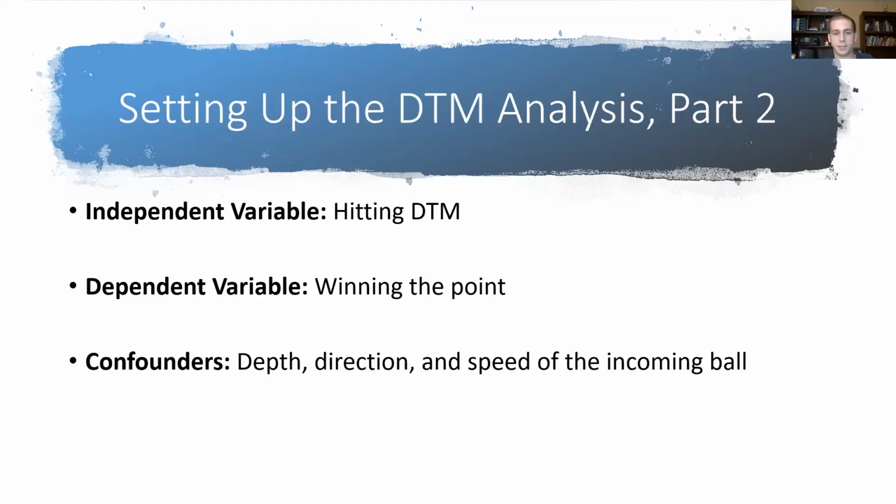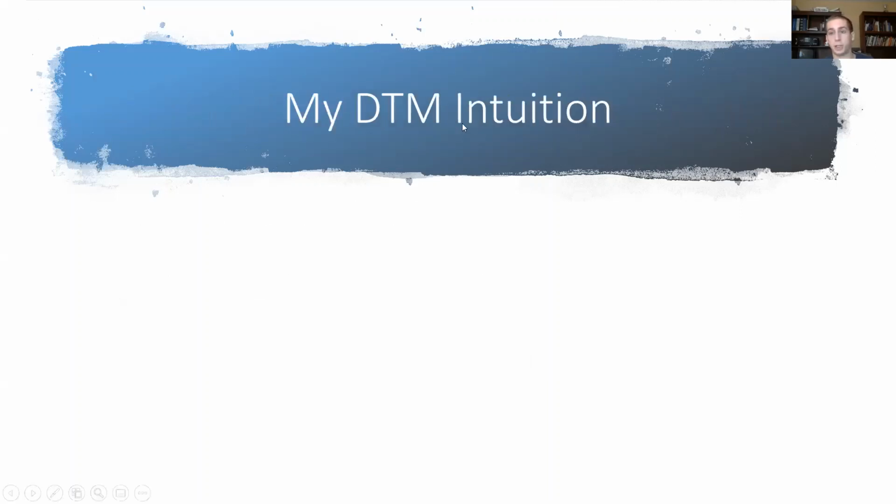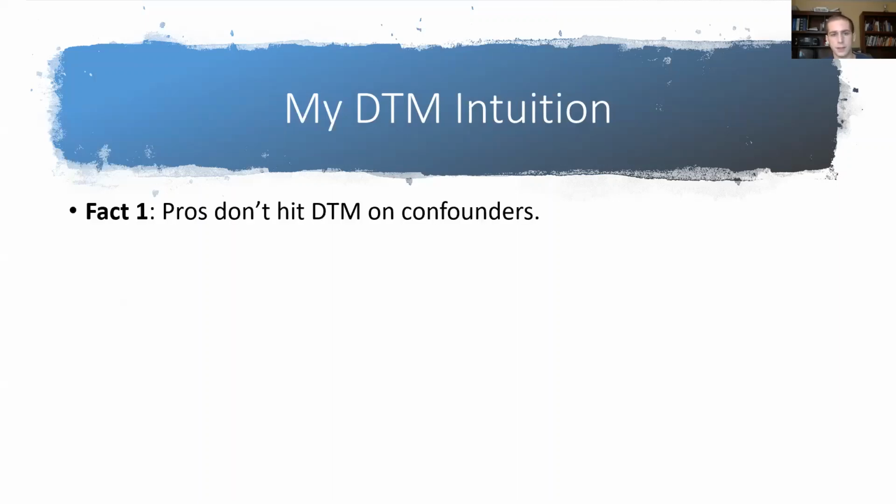Same exact confounders. You have the depth, the direction, and the speed of the incoming ball. It's just short, centered, floated. Again, there could be more confounders if you really want to break it down even further, but for the purpose of this, we're just going to stick with these confounders. So my intuition here, just like I did with approaching the net, is that I need to formulate a clear hypothesis before I look at the data.